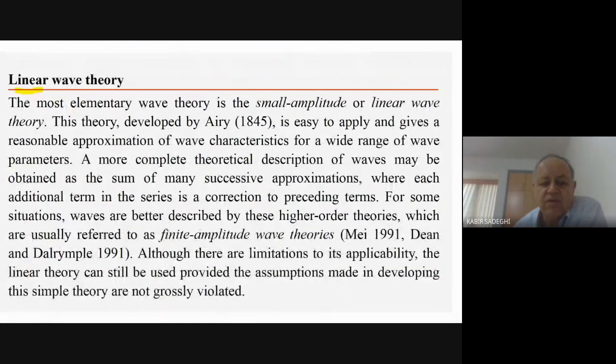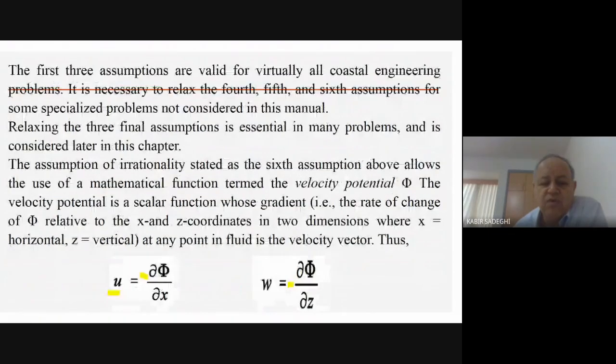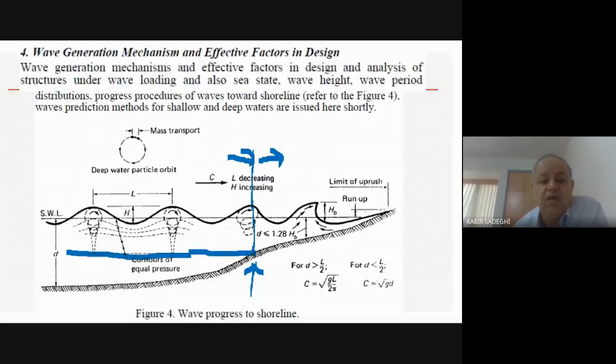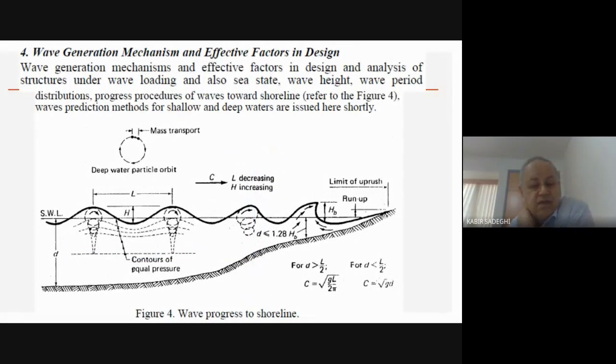Again, we continued the history and then the applications. We saw the relation between the potential function phi and velocity in the horizontal and vertical conditions. In this figure, we saw the mechanism of wave progress to the shoreline.